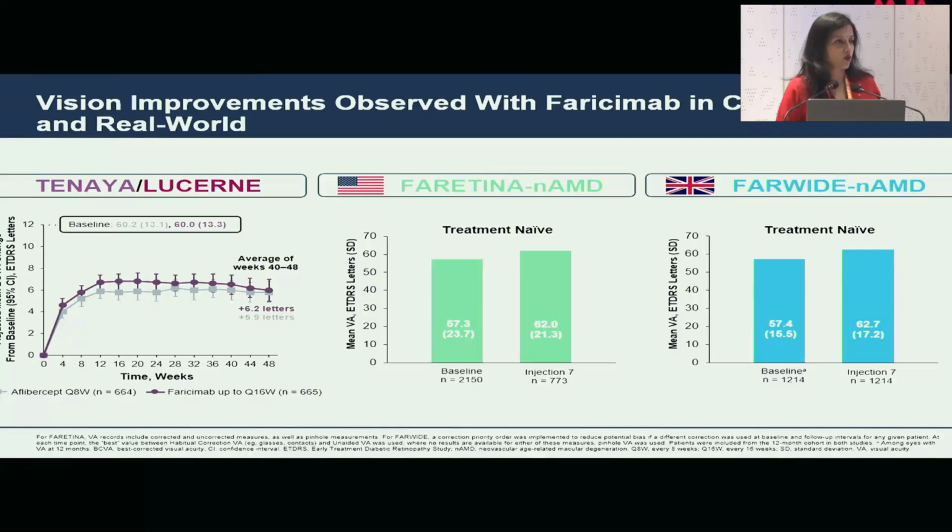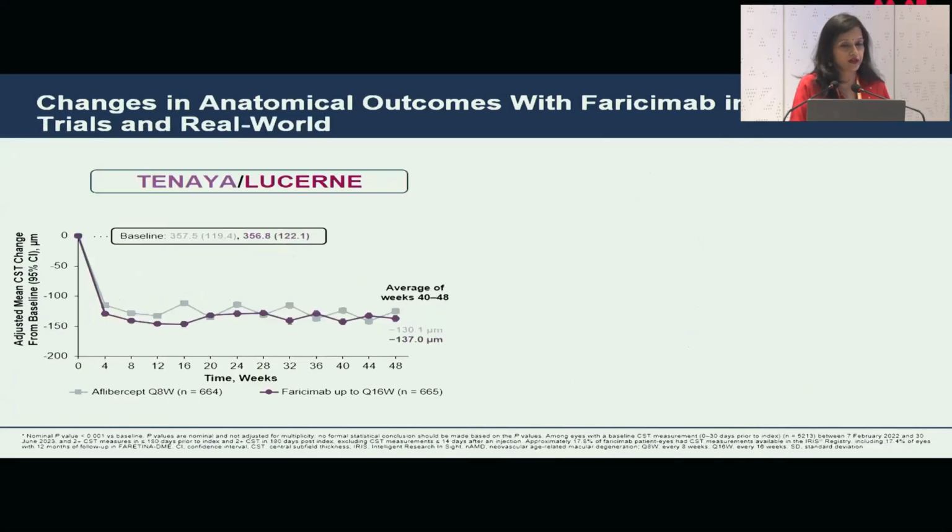Well, we are looking at what? Outcomes. We are looking at vision. We are looking at anatomical. We are looking at safety. We are looking at efficacy. When you look at anatomical or vision improvement, you can see that it's comparable. Almost all the patients did extremely well. There was good visual acuity improvement.